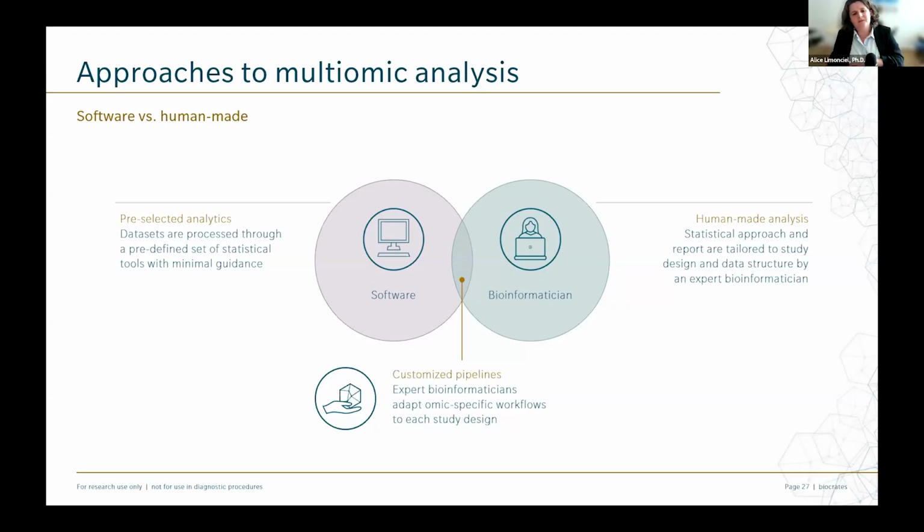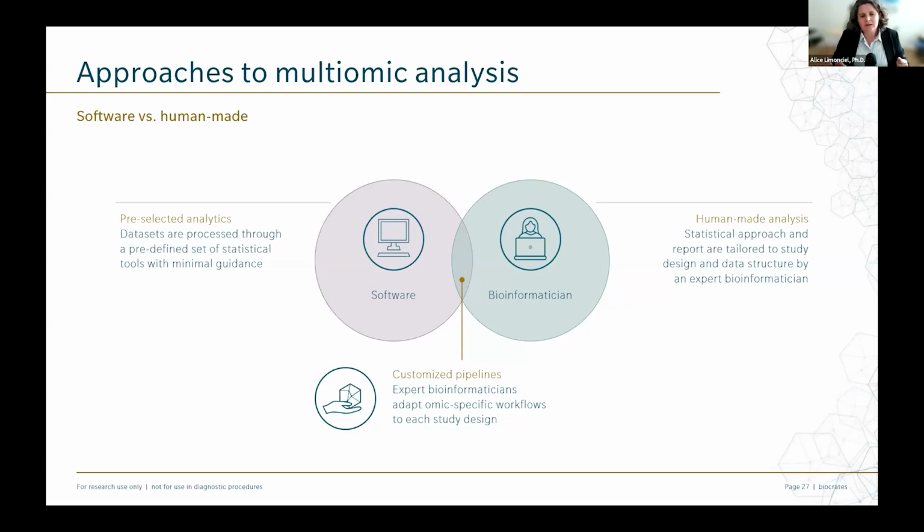The complete flip side of that is having your own bioinformatician, which some of us have, but unfortunately not everyone has yet. But when you do have that person and they know all different types of omic data sets, then it's really easy to have a tailored approach for each study.